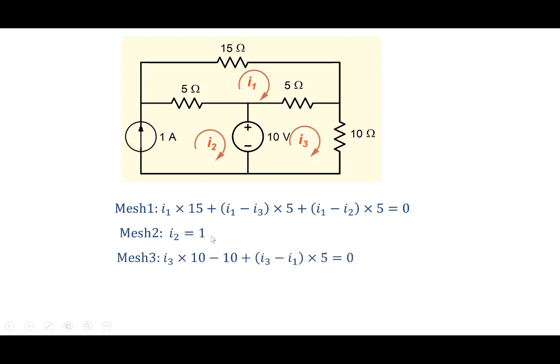So that's straightforward. For mesh 3, similarly, we can write this equation here, and we can solve them up. I'm not going to go through the maths here. So I1 will be 0.356 amperes here, and I3 is 0.78 amperes here.